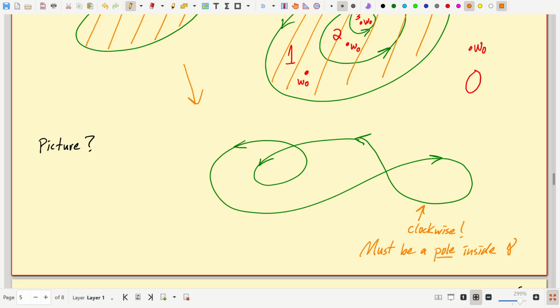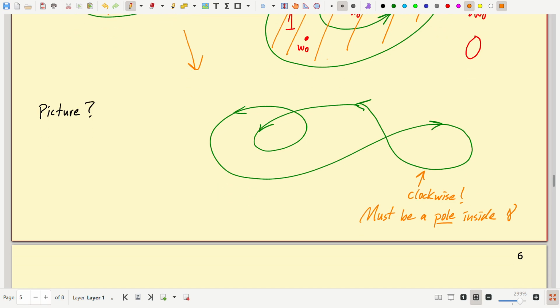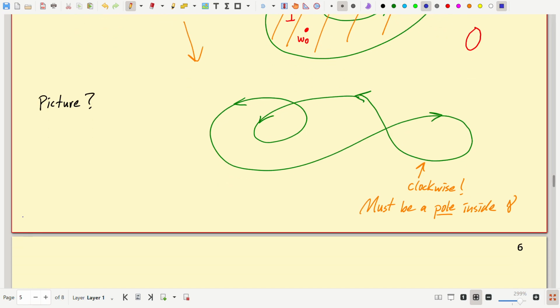I guess I'm running out of time. Next time I'm going to apply this and do something famous called Rouché's theorem, which is a fun thing. Next time, surprisingly useful. It's basically the argument principle with a special picture. French guy, Rouché. Okay, that's enough for today.